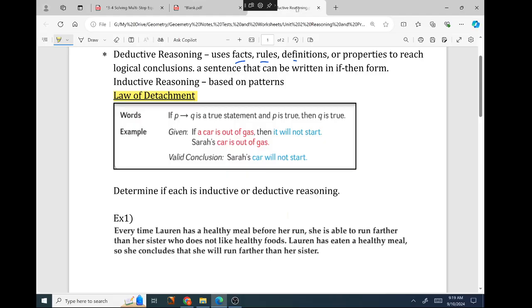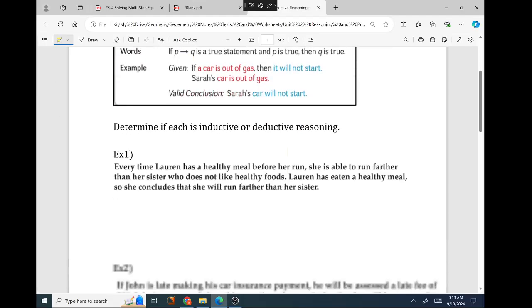All right, so look here. If the car runs out of gas, then it will not start. Then you say, well, Sarah's car ran out of gas. What does that mean? That's all the law of detachment is saying. If the if is triggered, then the then is triggered. Easy enough? All right, that's the first one, the law of detachment.